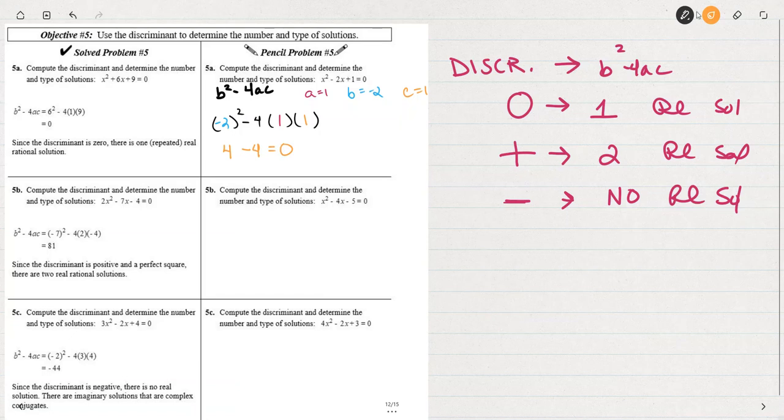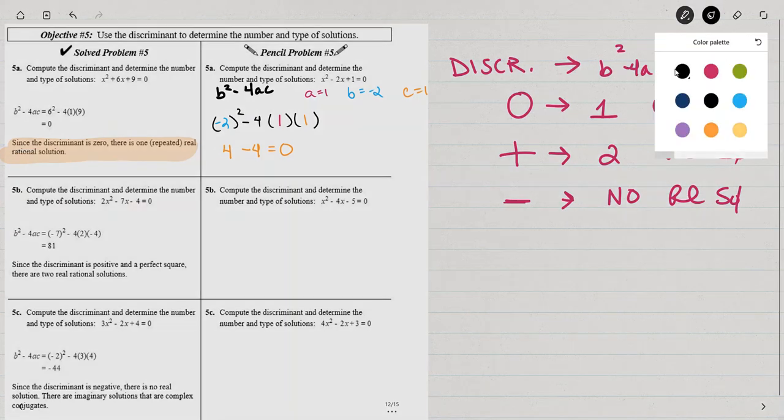So what that tells me is that since the discriminant is 0, there's 1 real rational solution. And that 1 real rational solution is repeated. It doesn't tell me what the solution is, but it tells me to look for 1.